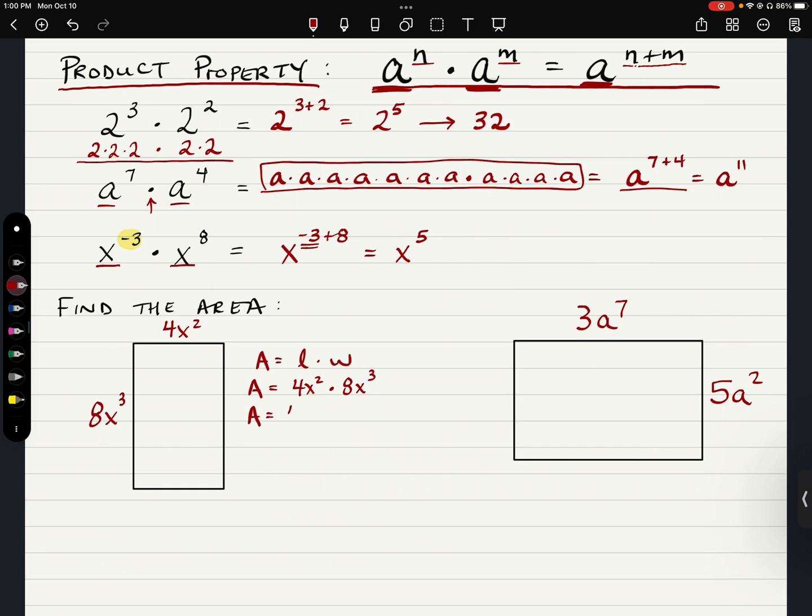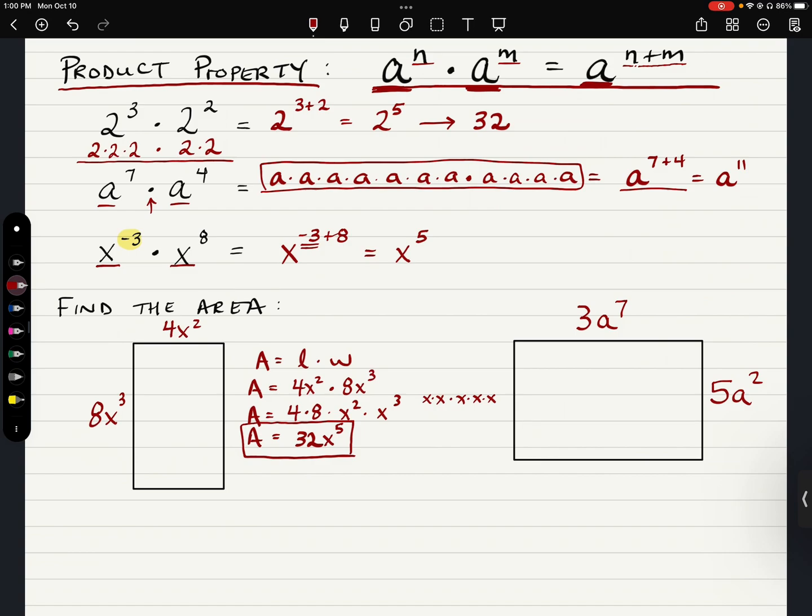And as we go through it, I can rearrange the order because it's multiplication. 4 times 8 times x squared times x to the third. 4 times 8 is going to be 32. X squared times x to the third is like x times x times x times x times x, or x to the fifth power. So our area is 32x to the fifth power square units. We're not worried about the units right now, though.